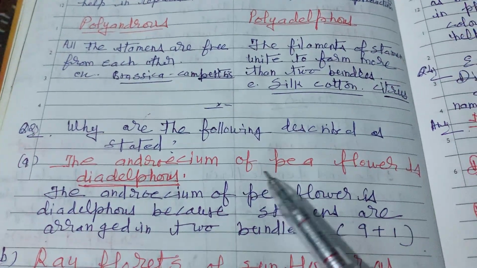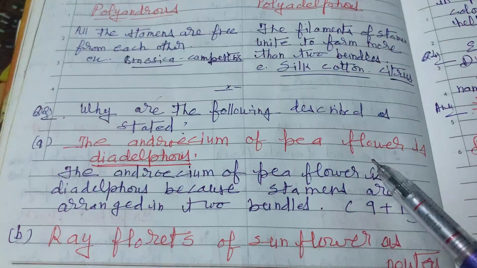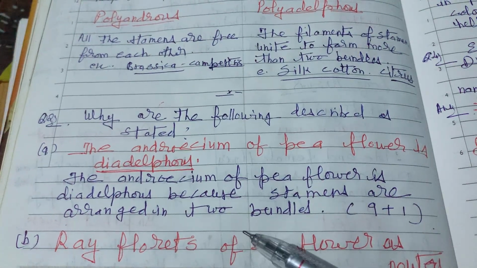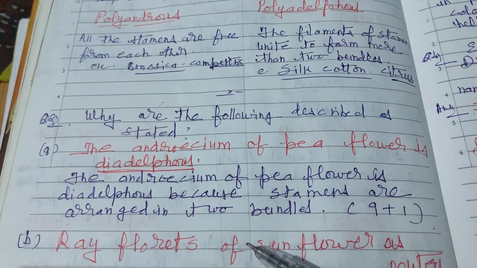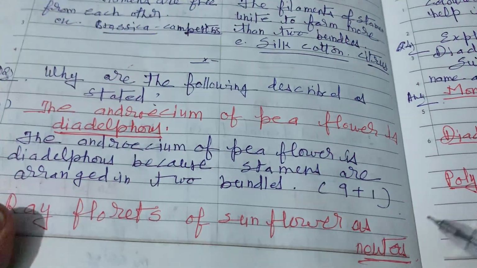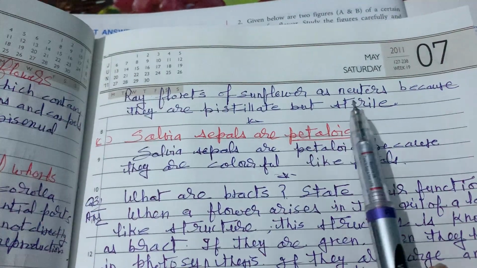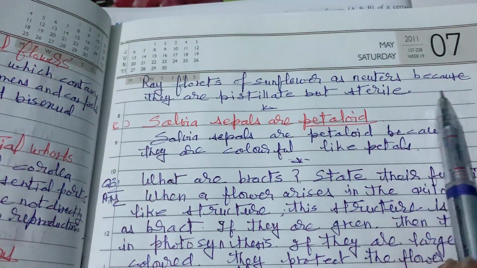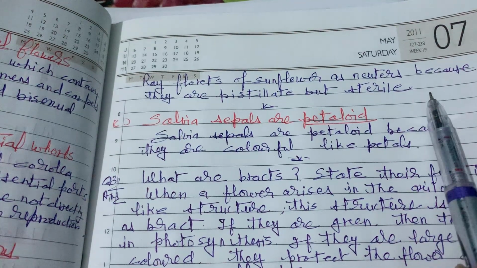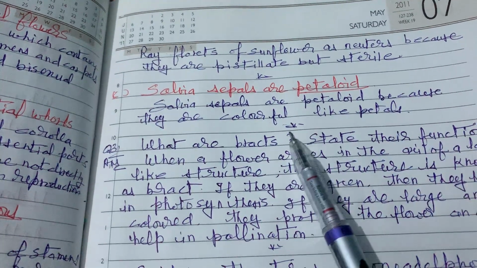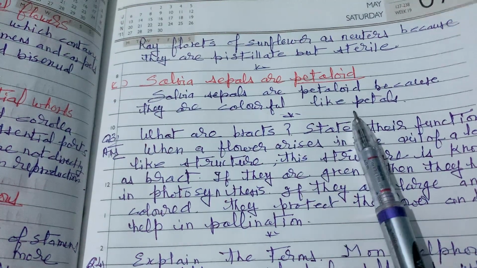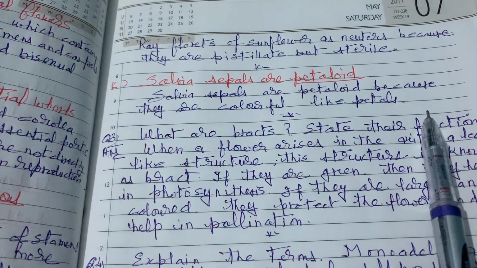Why are the following described as stated? The androecium of pea flower is diadelphous. It is diadelphous because the stamens are arranged in two bundles. It is 9 plus 1. Ray florets of sunflower are neuter. See, ray florets of sunflower are neuter because they are pistillate but sterile, so they are considered neuter. Showy sepals are petaloid because they are colorful like petals, so they are called petaloid.